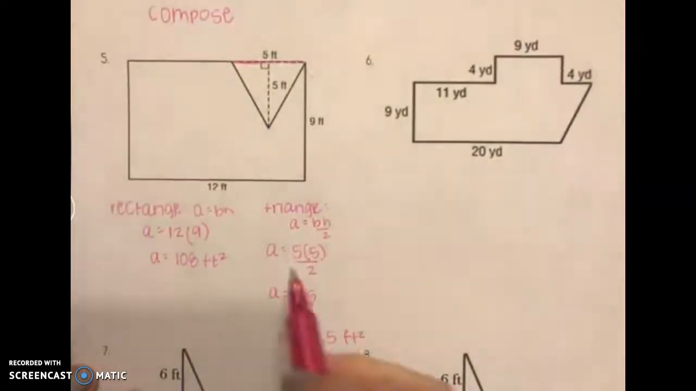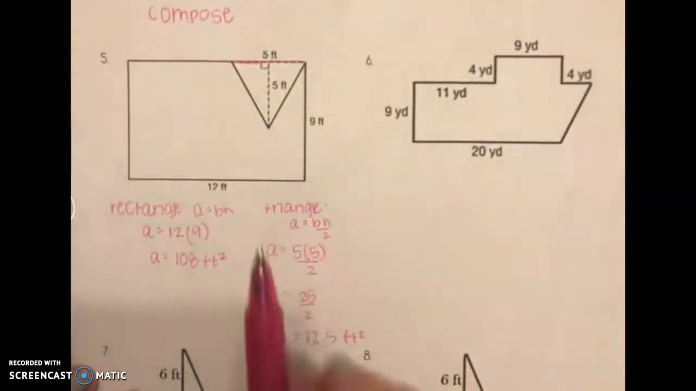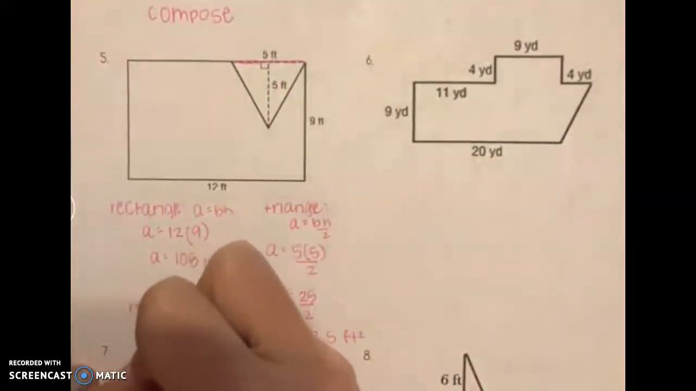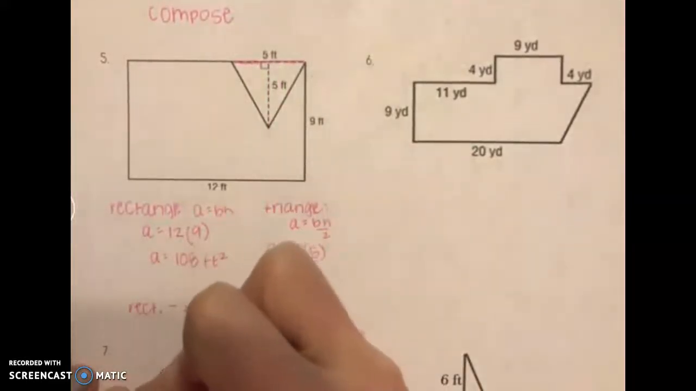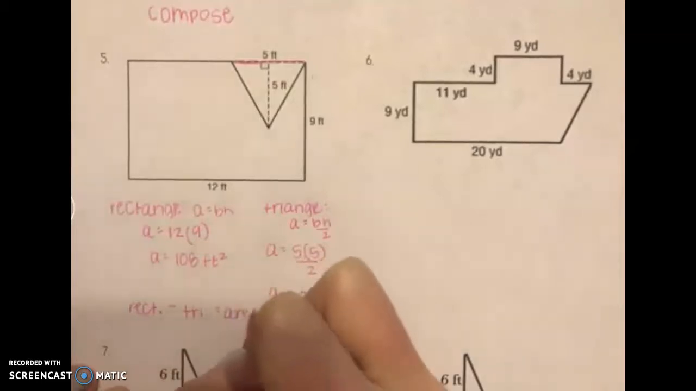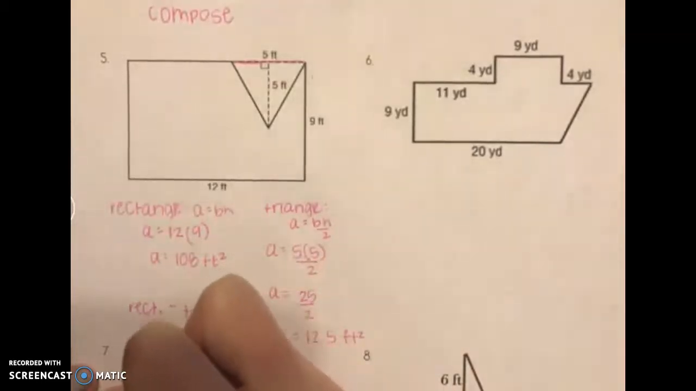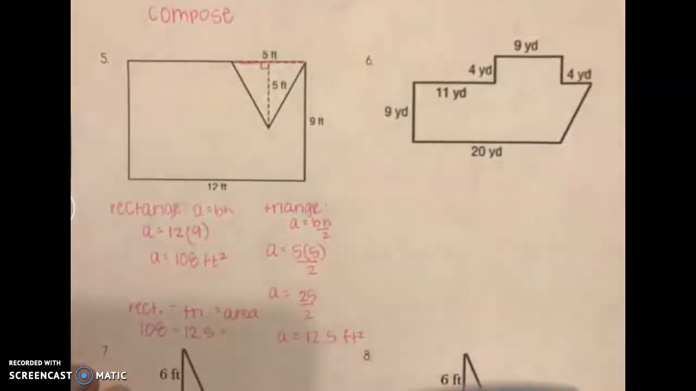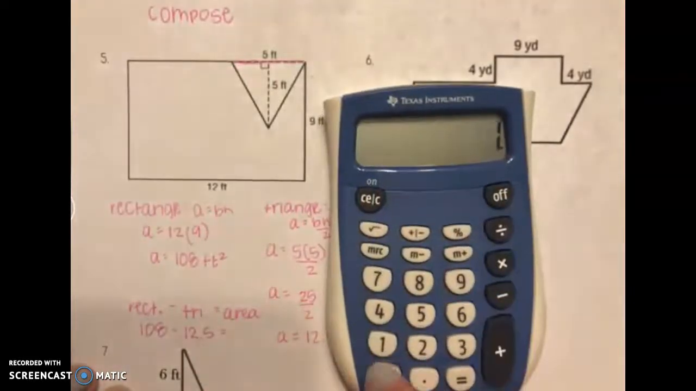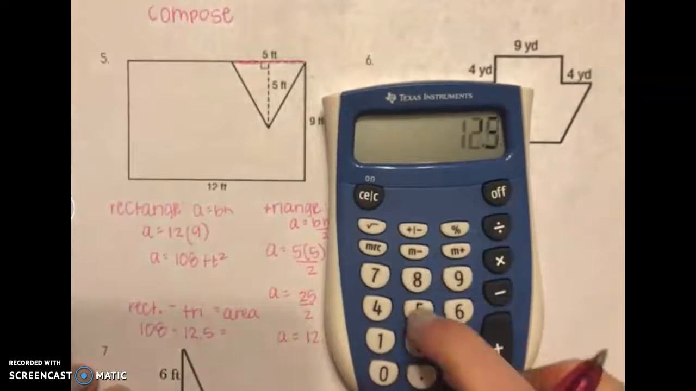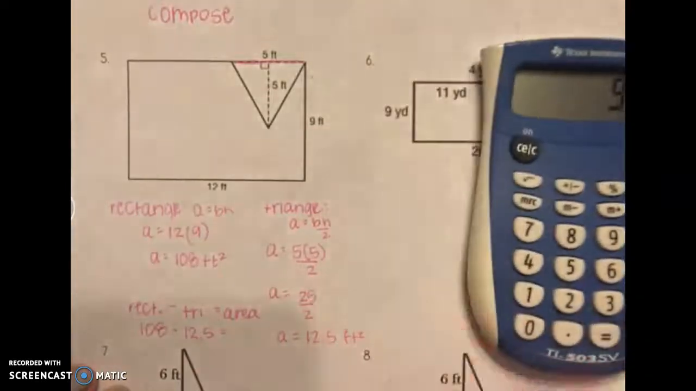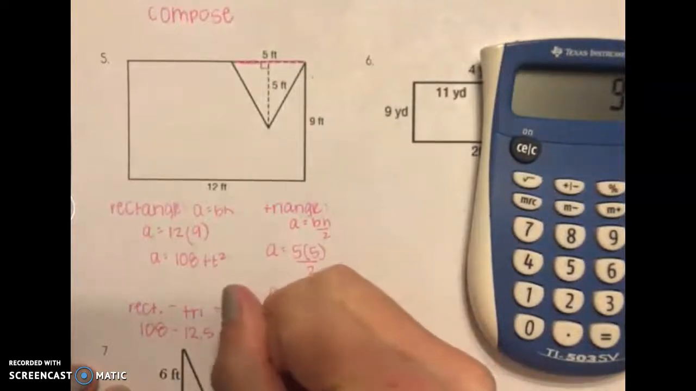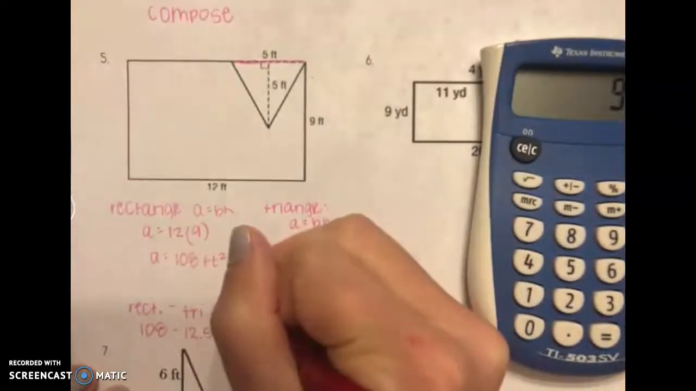Okay, so we know that the area of the triangle is not actually in this. This is not here, so we need to take it away. So we have rectangle minus triangle equals area. So we would do 108 minus 12 5/10, and I'll plug that in the calculator. So we have 108 minus 12.5, so we have 95 5/10 feet squared.